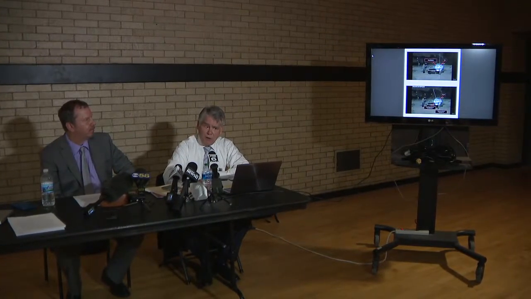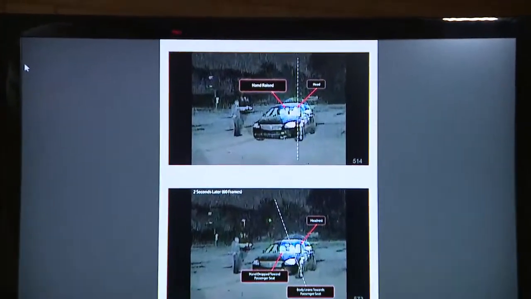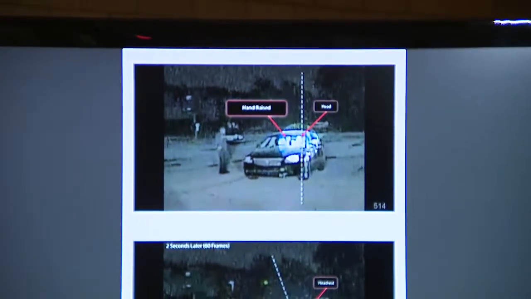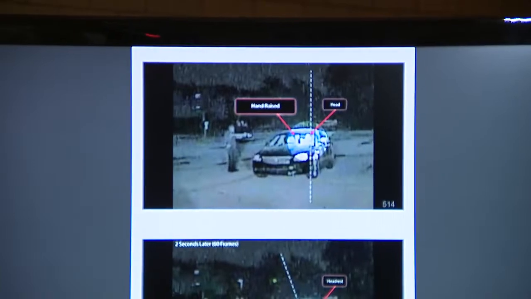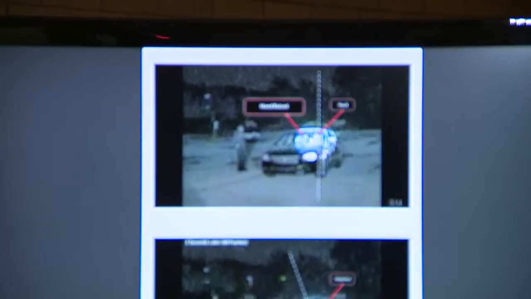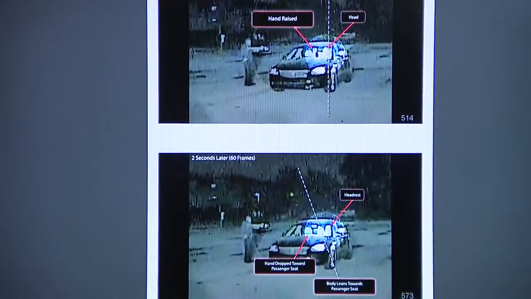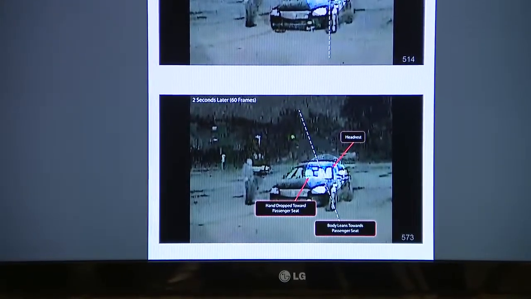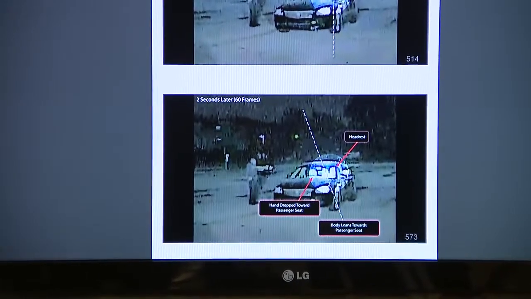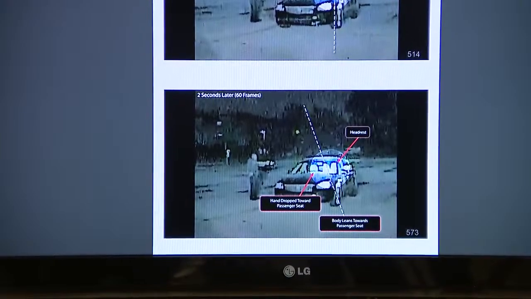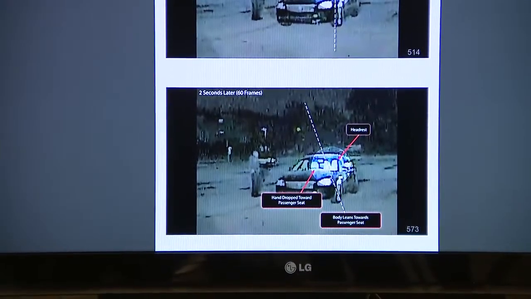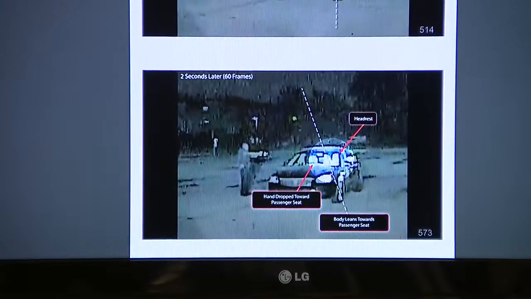This is the two slides that are in our report. The top slide shows you Jay Anderson's position in the car, I'm sorry, 2 seconds before he was shot. So you can see his hands are up in the air and he appears to be compliant. The bottom picture is exactly 2 seconds later. And you can see that he is leaning towards the seat where his gun is located. You can see his right hand has dropped down towards that seat out of view. Slightly less than 3/10 of a second later, Mensah began firing.